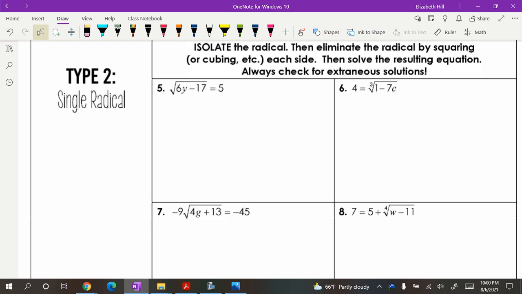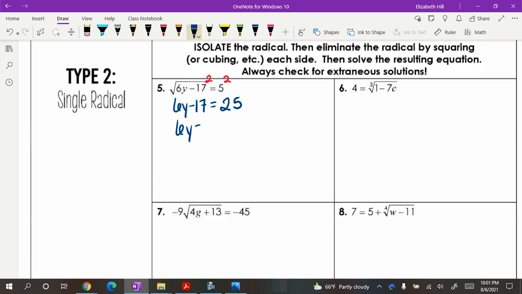Then we can go ahead and get rid of it. So I have the square root of 6y minus 17 equals 5. Well, I can get rid of that if I go ahead and square both sides. So 6y minus 17 will now equal 25. Now we can move on.